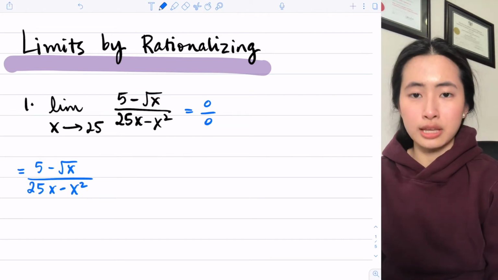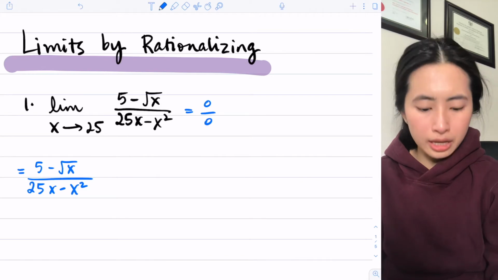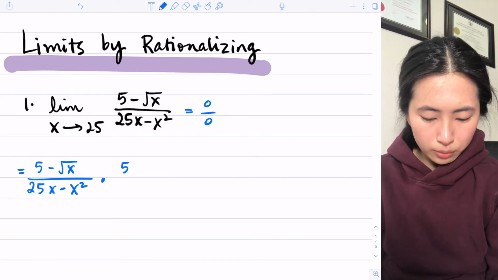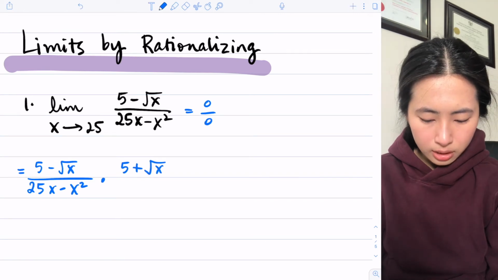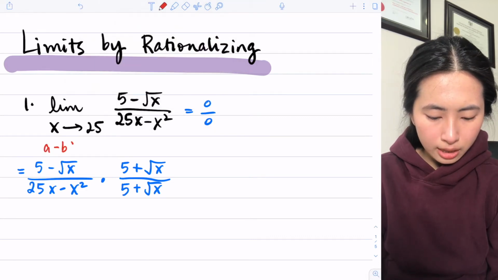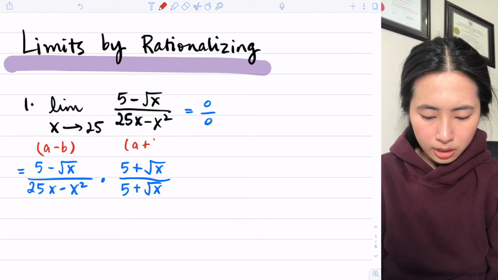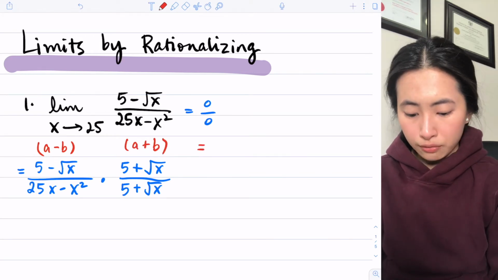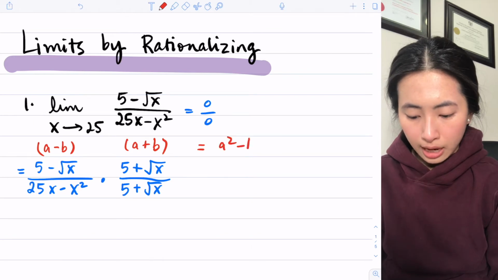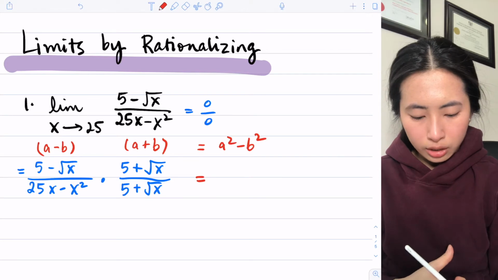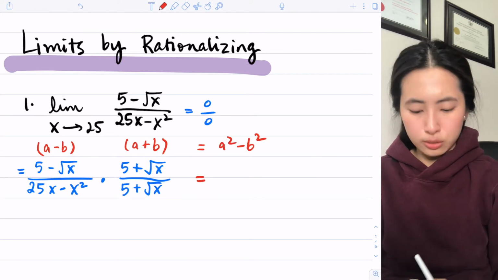So we would take 5 minus square root of x over 25x minus x squared. So when I say rationalization, we're rationalizing our numerator by multiplying 5 minus square root of x to its conjugate. So it would be 5 plus square root of x over 5 plus square root of x. And in fact, when we look at our numerator, so this is a minus b, and this is a plus b, we see that we do have the formula difference of squares that is being applied, and hence we're able to apply and ultimately rewrite our numerator in terms of a squared minus b squared.